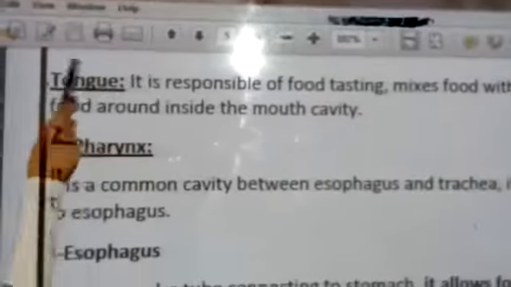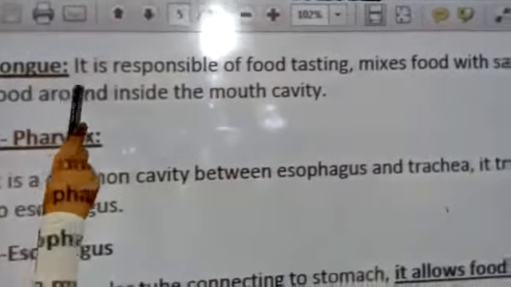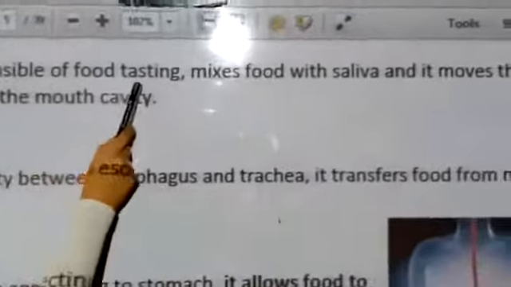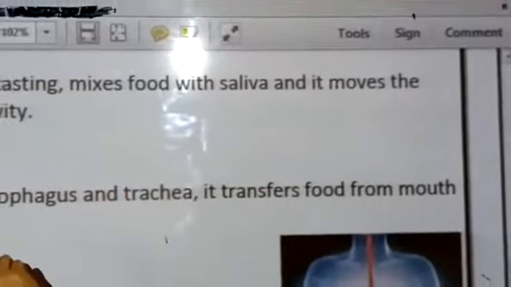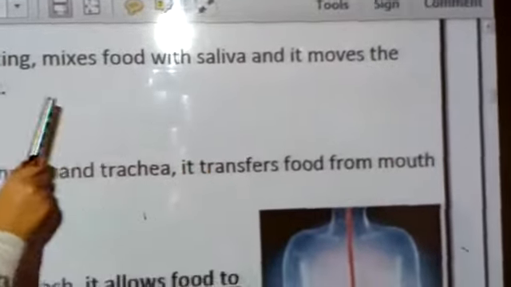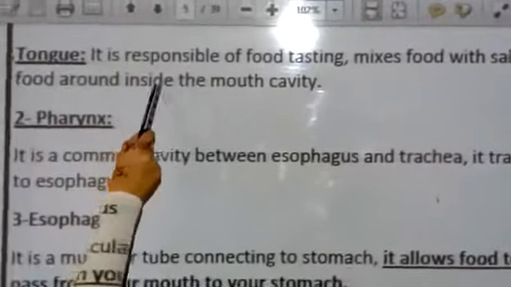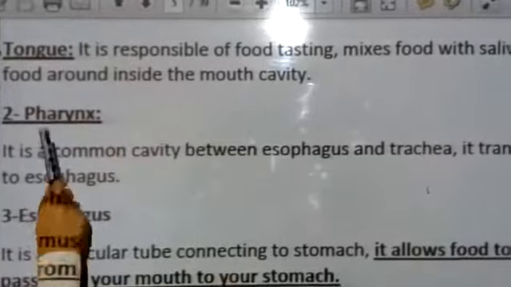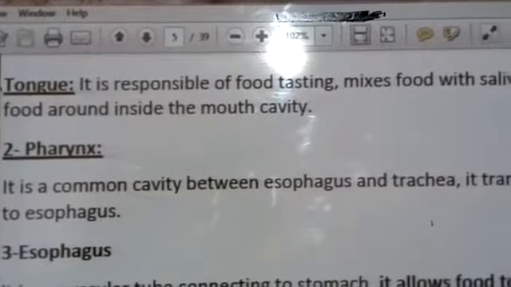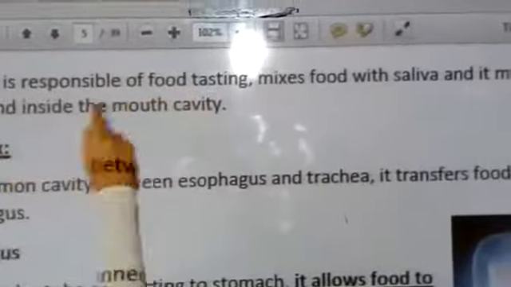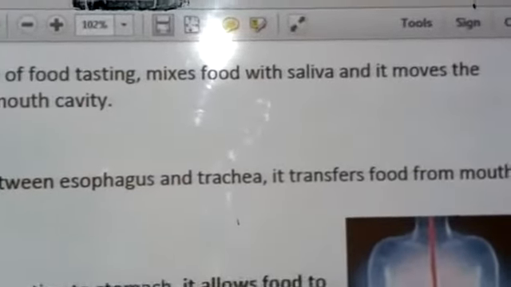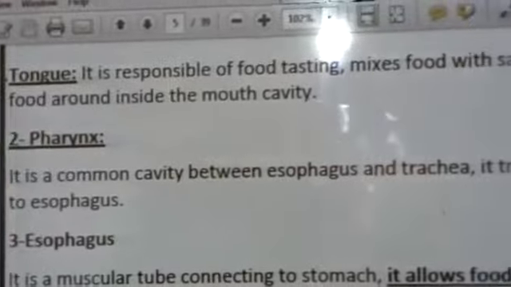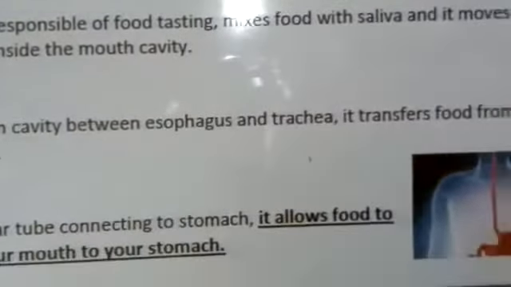Number 2, we have the tongue. It's responsible for food tasting. It mixes the food with saliva. And it moves the food around inside the mouth cavity. So what's the function of the tongue? 3 functions. Number 1, responsible for tasting the food. Number 2, mixes the food with saliva. And number 3, moves the food inside the mouth cavity.